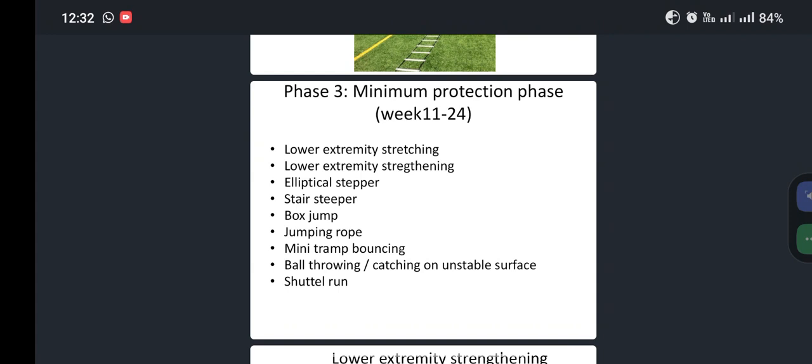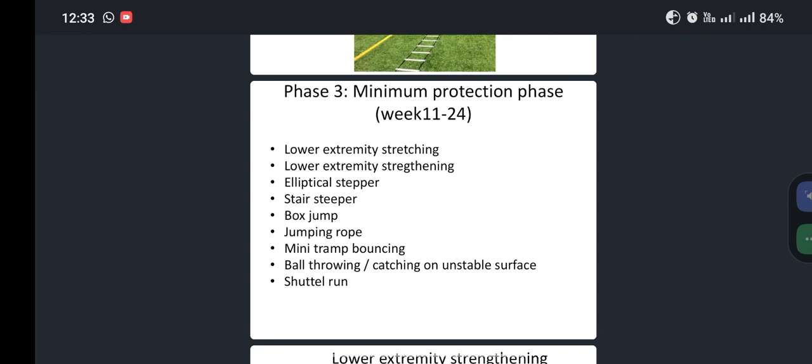Then we'll move towards phase 3, that is the minimum protection phase, which will extend from week 11 to 24. We can continue lower extremity stretching if flexibility is not achieved fully. Lower extremity strengthening, that is PRE, progressive resistance exercises, multiple angle isometric and dynamic resistance exercises, elliptical stepper, stair stepper, box jump activity, jumping rope, mini tramp bouncing. Earlier we only discussed mini trampoline standing in the early phase. Here we have progressed to mini trampoline bouncing.